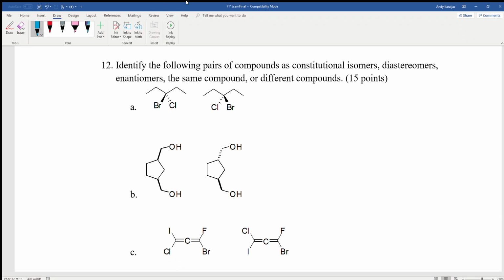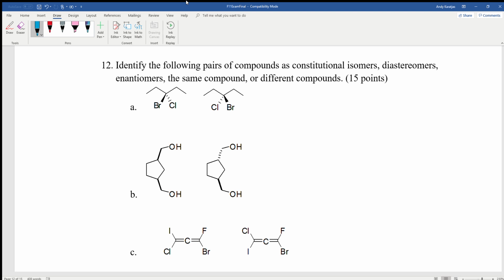The following pairs of compounds, we are trying to identify them as constitutional isomers, diastereomers, and enantiomers, same compound, or just completely different compounds. So the only place where different compounds would apply is if we have different chemical formulas.